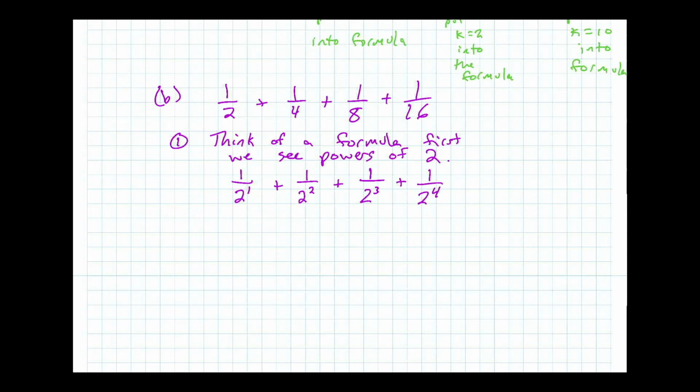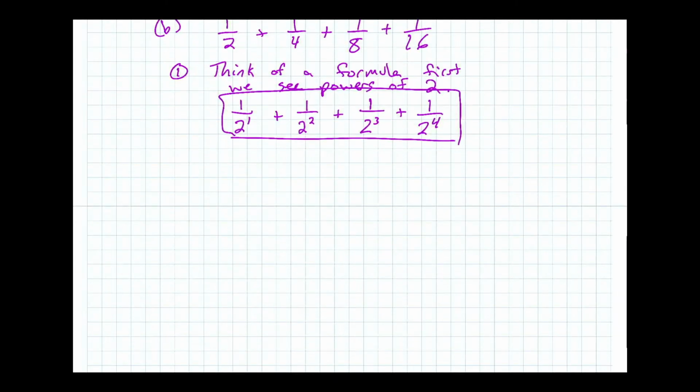So you see this right here. And that's how you want to think of the 1/2 plus a 4th plus an 8th plus a 16th. Because now it's easy to write it in sigma notation. Because what you're going to do is say the 1, the 2, the 3, the 4, that's going to be your index variable, right? That's going to be your index.